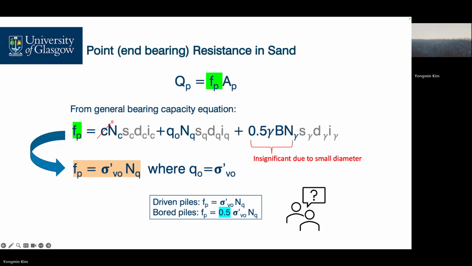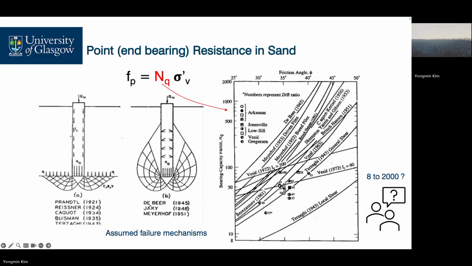Now we can just move on. So the issue is that Nq varies from 8 to 2000, in terms of the friction angles. Different authors, Meyerhof, Skempton, Hansen, Terzaghi, Brinch Hansen. Wow. Which graph are you going to use? I can't decide.